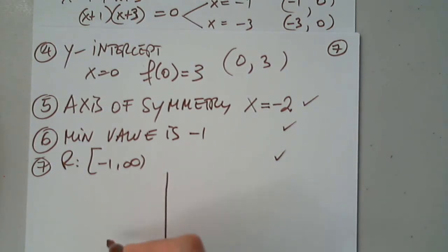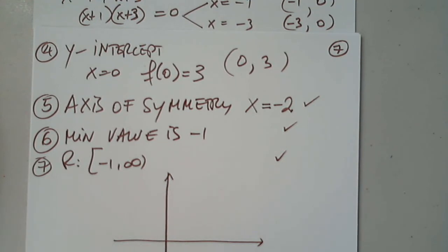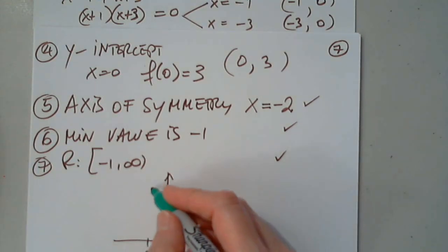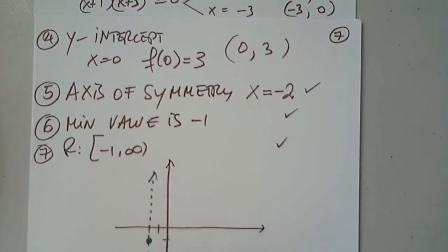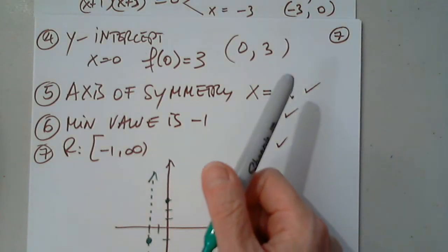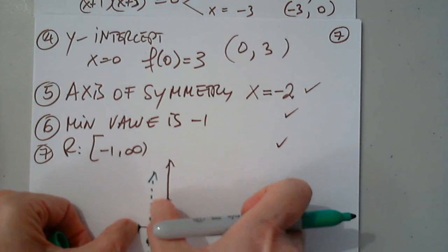So here's the graph. I start by plotting the vertex, -2, -1. Next, I continue with the axis of symmetry, which is not part of the graph. It's a dashed line. Now I plot the x and y intercepts. So 0, 3, and -1 and -3, they must be symmetric with respect to the axis of symmetry.